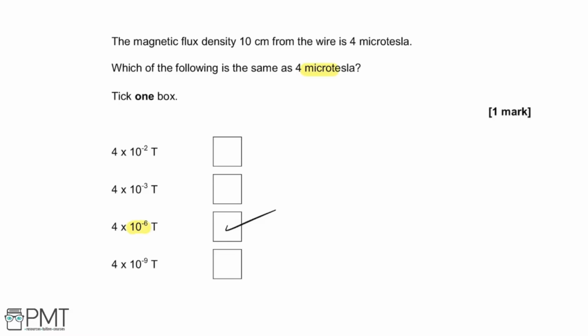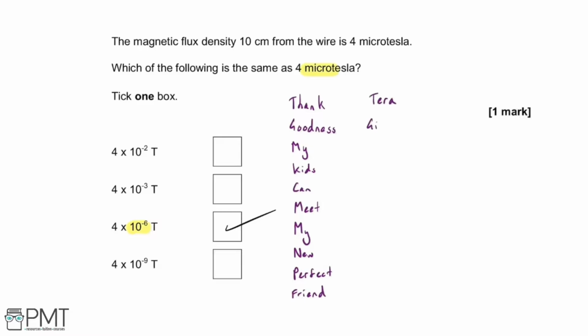The way I remember all my prefixes is an acronym: thank goodness my kids can meet my new perfect friend. It seems a bit stupid, but it helped me remember them, so clearly it works. They relate to tera, giga, mega, kilo, centi, milli, micro, nano, pico, femto. You're probably thinking, why am I going through this? It's not that relevant to the question, but it's something I found really useful. You can skip this bit if you don't care, but they relate to the numbers.